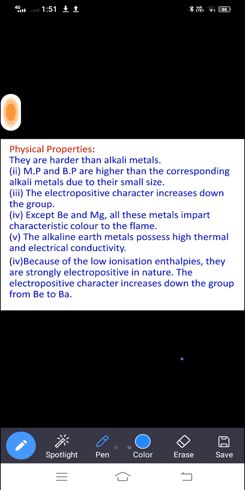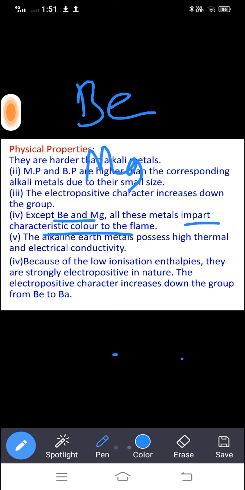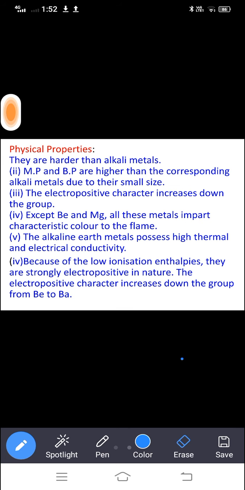Then except beryllium and magnesium, all the other alkaline earth metals impart color. That means in the flame test we can identify them. The reason why beryllium and magnesium do not give color is that the size is small. If the size is small, it will hold the electron very tightly. When it holds the electron very tightly and you try to flame it, the electron will not go to the excited state. It will not be excited that easily, because the nucleus is holding it. Due to that reason only, it will not respond in the flame test.